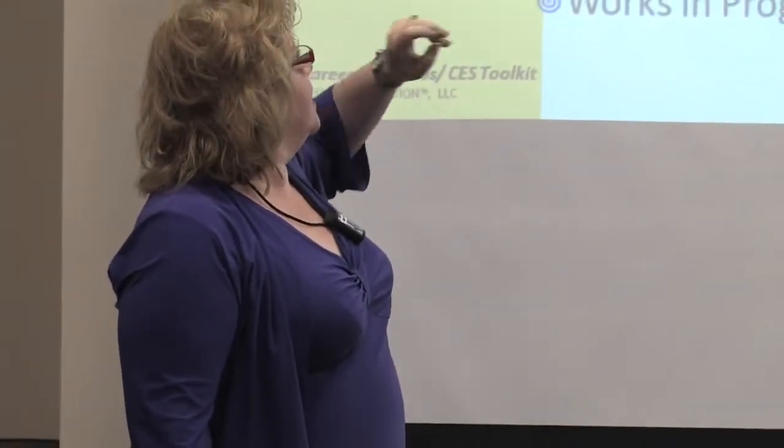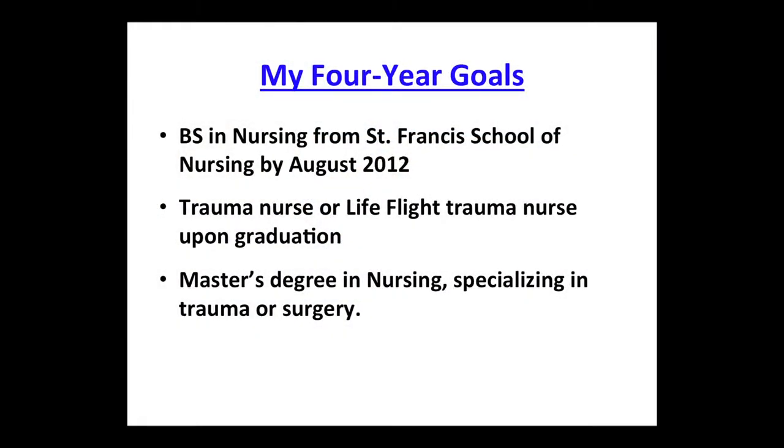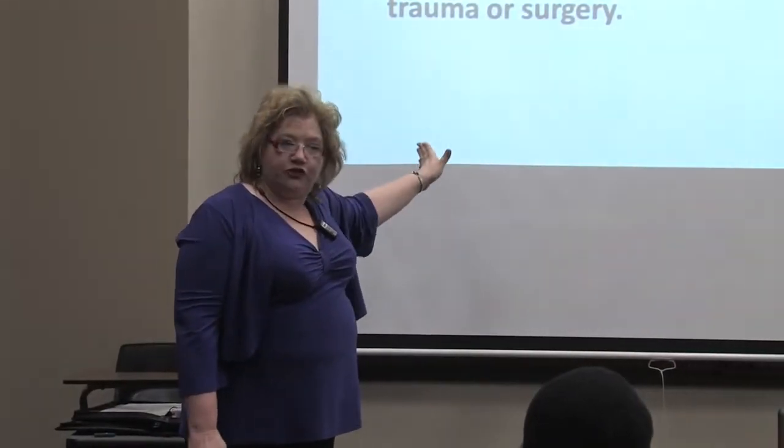Here, let's show you what Jason has on his. You can appreciate where he is. He wants a BS in nursing from St. Francis School of Nursing by August 2012, and he's in the Peoria area in case you're trying to recognize that. Trauma nurse or life flight trauma nurse upon graduation, and then a master's degree in nursing specializing in trauma or surgery. That's where he is in specialty.